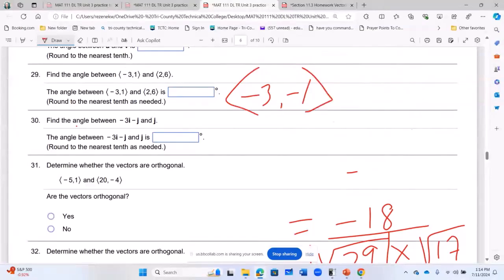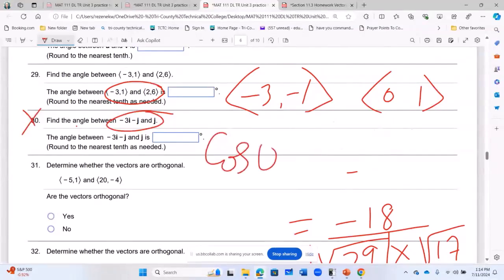And the x component in the second vector is 0. The y component is 1. That's a unit vector. And I'm told to find the angle between these two vectors. Oh no, this is number 30. So we're doing number 30. All right, the same method, you write the formula.